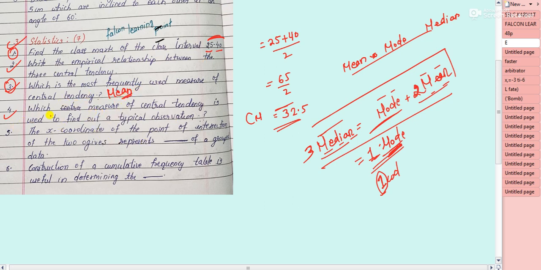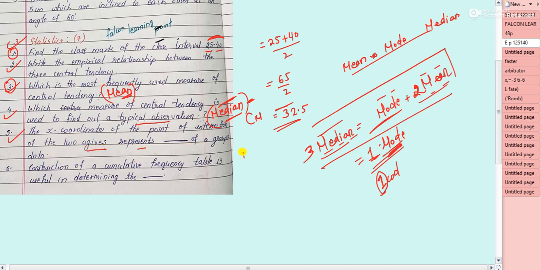Next is, which measure of central tendency is used to find out a typical observation? Okay, so to find out a typical observation, we need median. Remember this. For typical observations, we need median. The centermost value will be given by median, the average will be given by mean, and the most repeated value will be given by mode. Remember that.